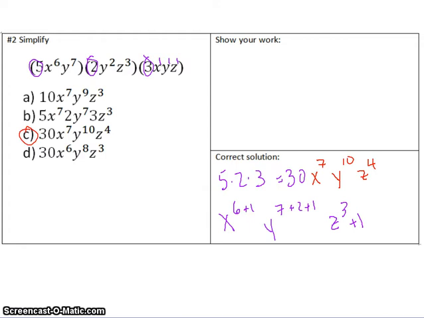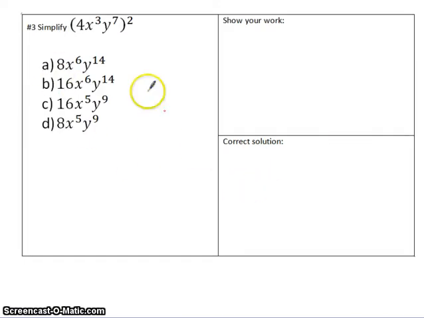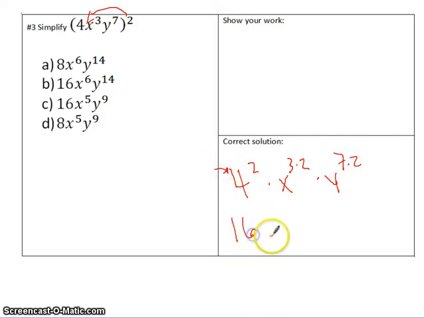Next question. I'm going to distribute the 2, and the rule here is to multiply. 4 to the 2nd times x to the 3 times 2 times y to the 7 times 2 is, this is not 4 times 2, it's 4 squared. So 4 to the 2nd power is 16. X to the 3 times 2 is 6, y to the 7 times 2 is 14. Next question. Oh, the correct answer was B.